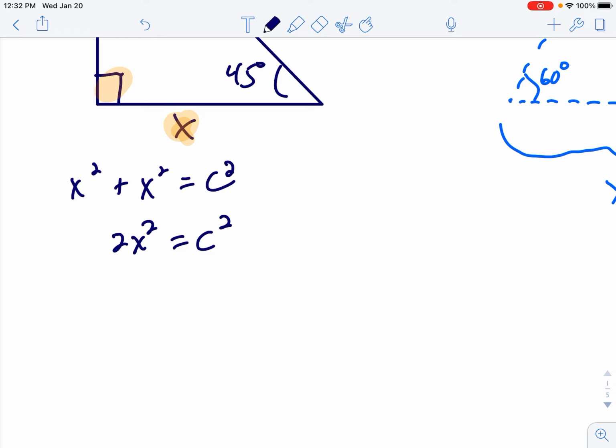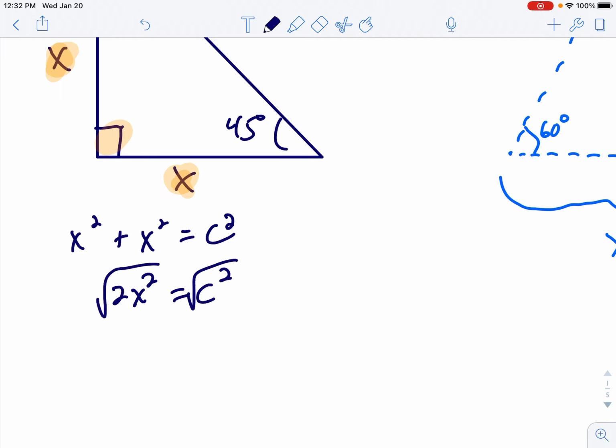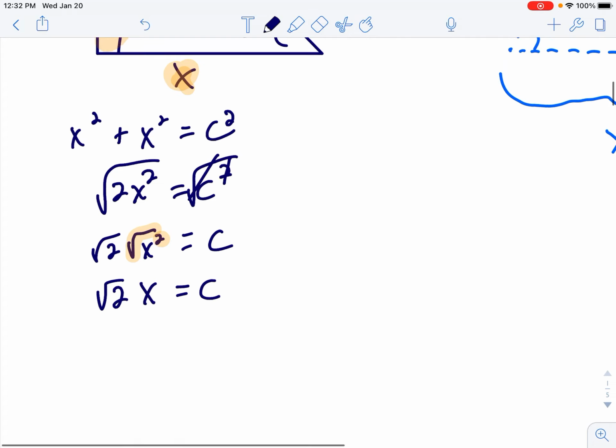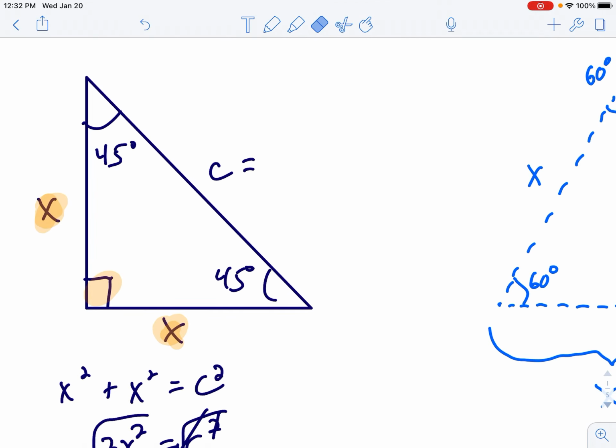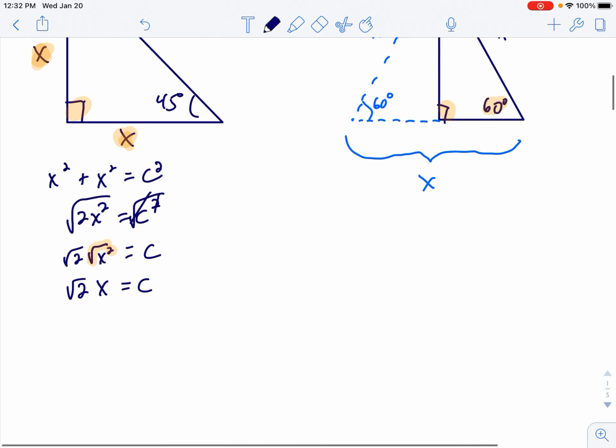Now, if we want to solve for c, that's the goal. What does c equal? All I have to do is square root both sides. The square and the square root cancel out. I get c equals, on the other side, the square root of 2 times the square root of x squared. And this square root and that square cancel out, leaving us c equals radical 2 x. So this hypotenuse, instead of calling it c, I'm going to call it radical 2 x. And so now this is a pattern that all 45-45-90 triangles fit.